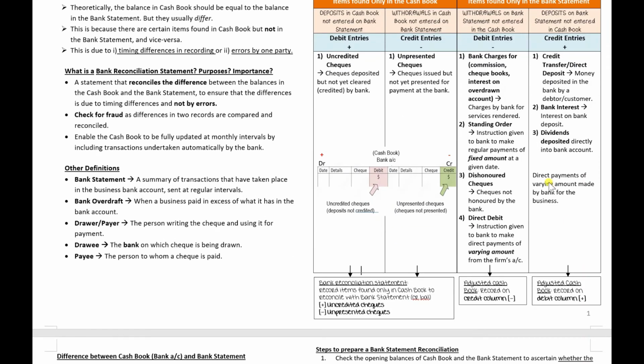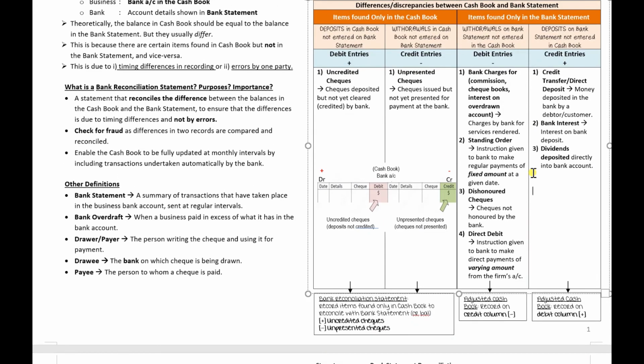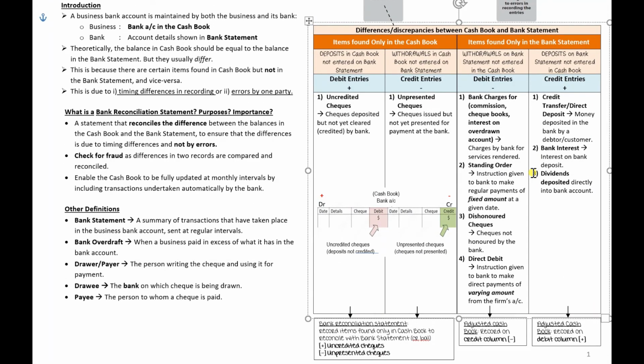Oh, what is this? Let me erase this one first. This is the same. Okay, now this is the background information about this topic. So now, to reconcile the difference between the cash book, bank account, and the bank statement, we need to do it in 2 steps. The first one: what is in the bank statement only but not in the cash book, we need to put it in the cash book.